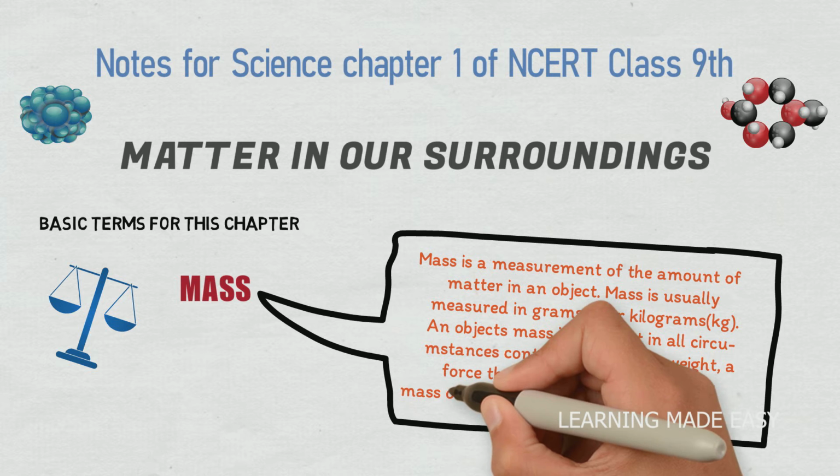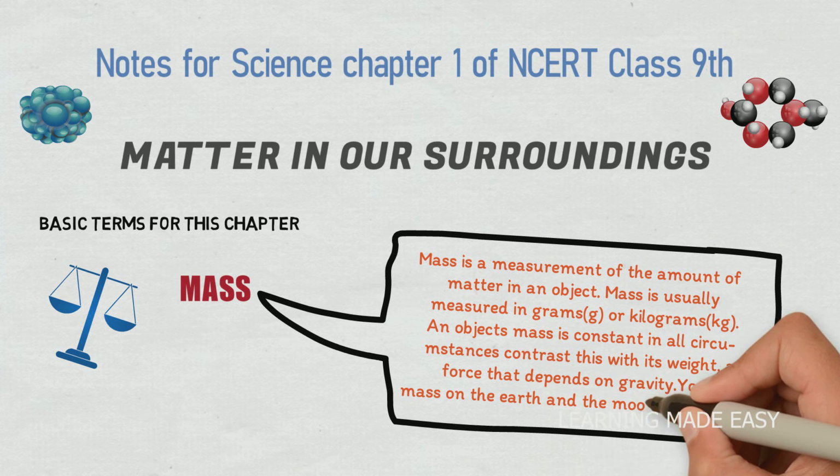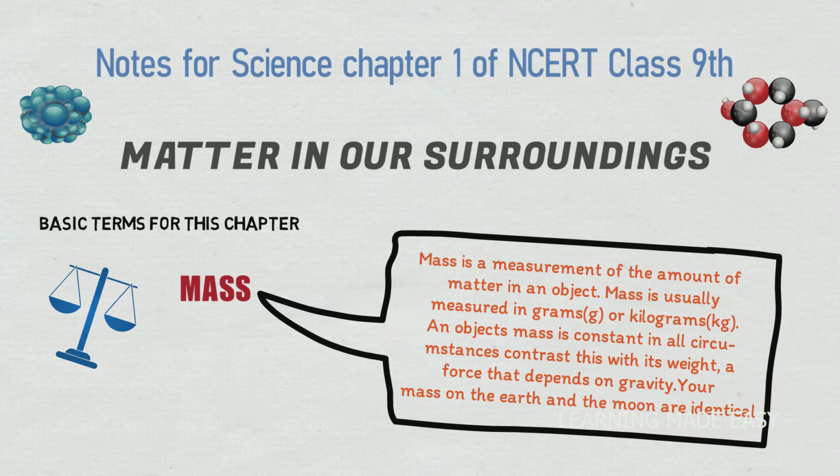In simple words, mass is just a measurement of the amount of matter in an object. That means how much matter is used in that object. And in order to measure that, we use measuring terms like grams and kilograms. And an object's mass is always constant. Weight depends on the gravity of the place where you are placed. That means your mass is identical, but your weight depends on the gravity where you are placed.